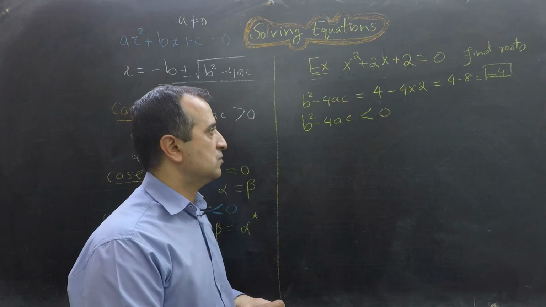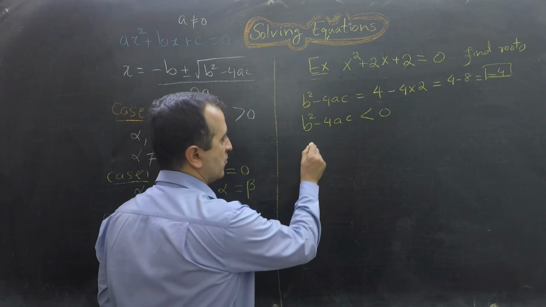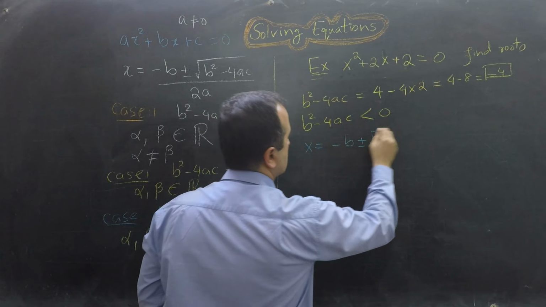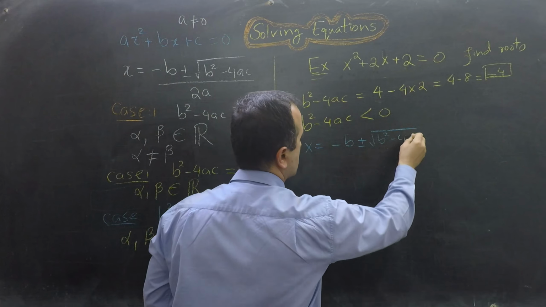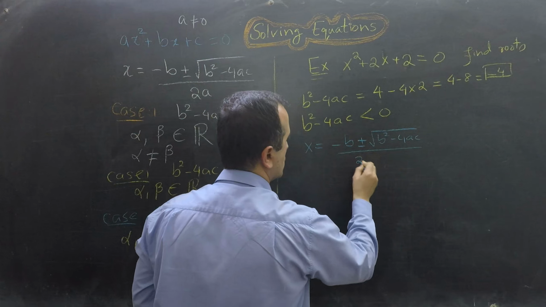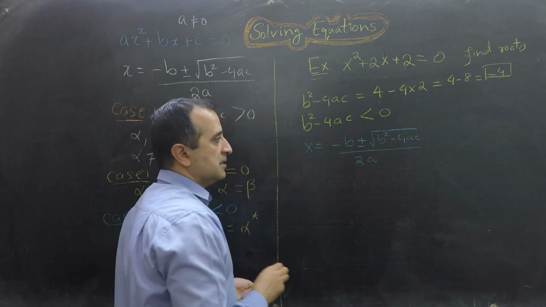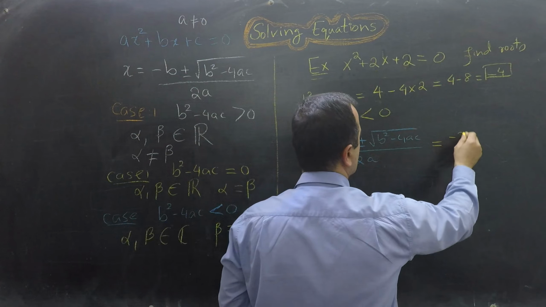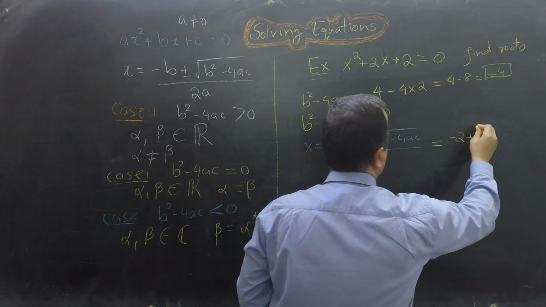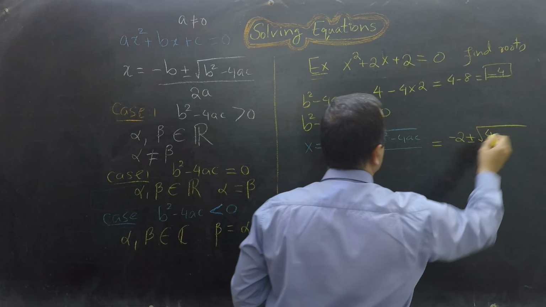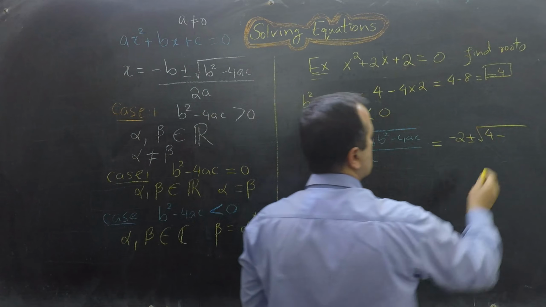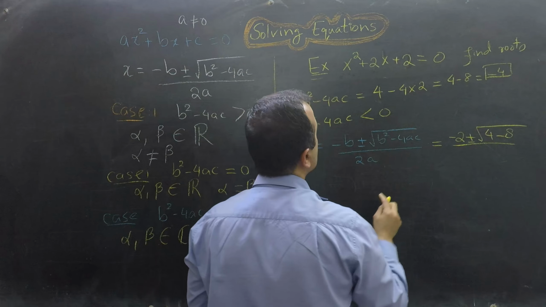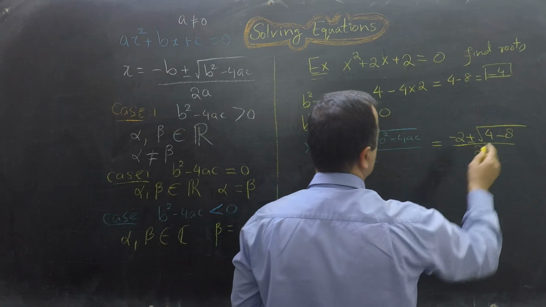So let's find out the roots. I am going to use my quadratic formula, which is x equals minus b plus or minus the square root of b square minus 4ac, over 2a. My b is 2, b square will be 4, 4ac will be 8, over my 2a, which will be 2 because a is 1.